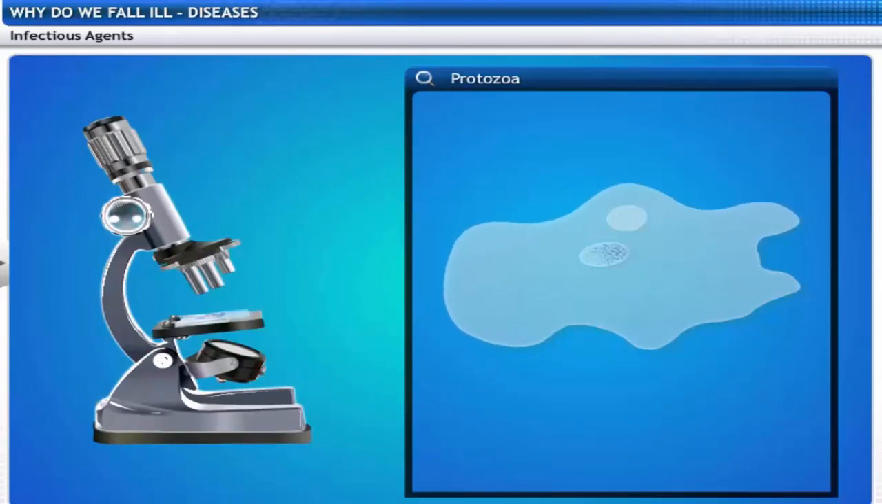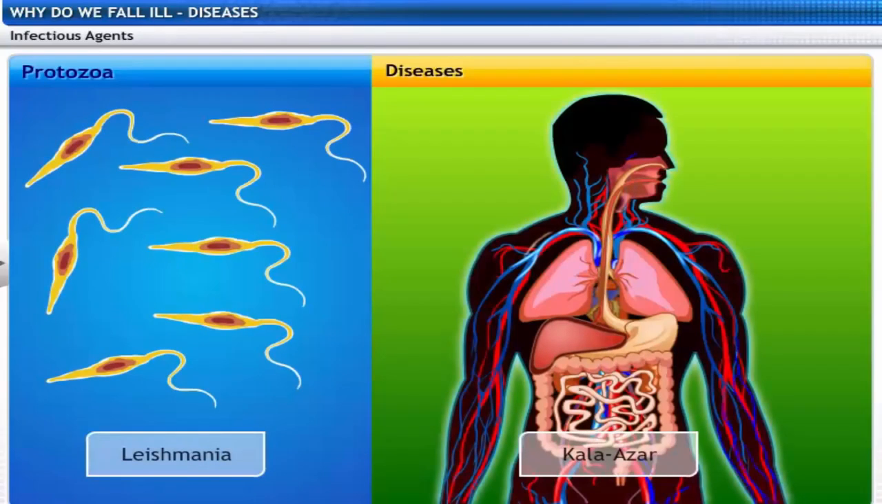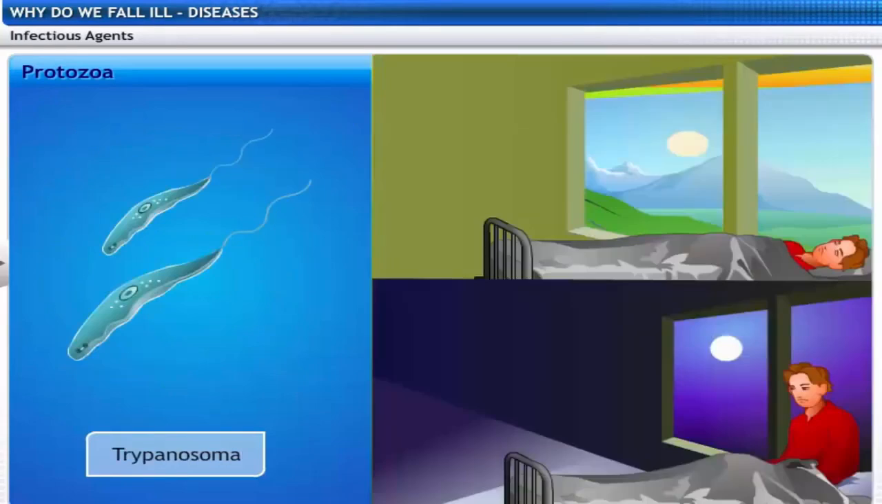Protozoan organisms like Leishmania cause Kala-Hazar disease, manifested with fever and enlargement of the liver. Trypanosoma cause sleeping sickness, manifested with confusion, sleeping during the day, and staying awake during the night.